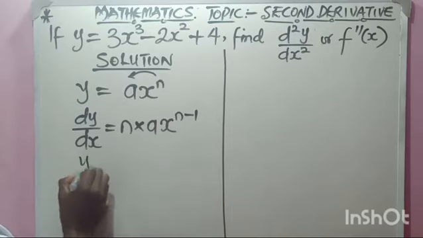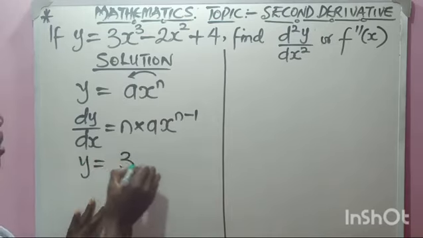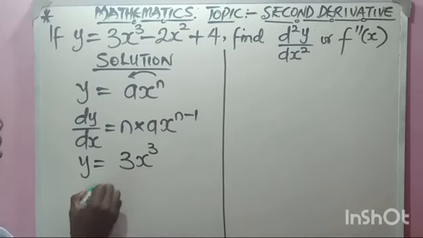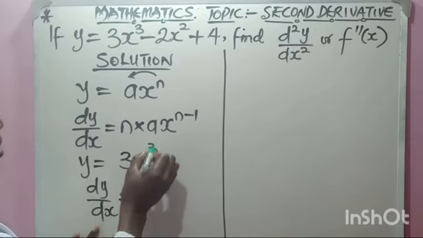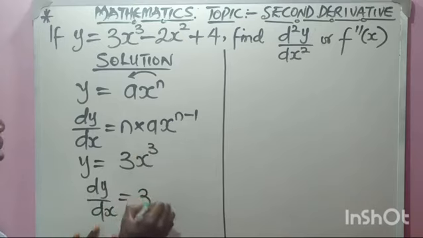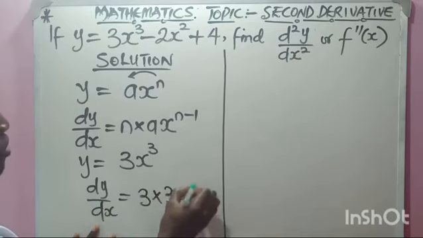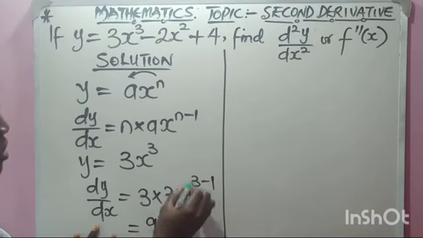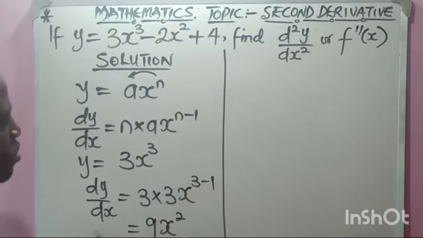Meaning if y is, for instance, 3x cubed, it implies that dy/dx is equal to, this 3 will come back, 3 times 3x raised to power 3 minus 1. You go ahead to say 3 times 3 is 9, then x to the power 3 minus 1 is what? 2. That's the way we go about it.